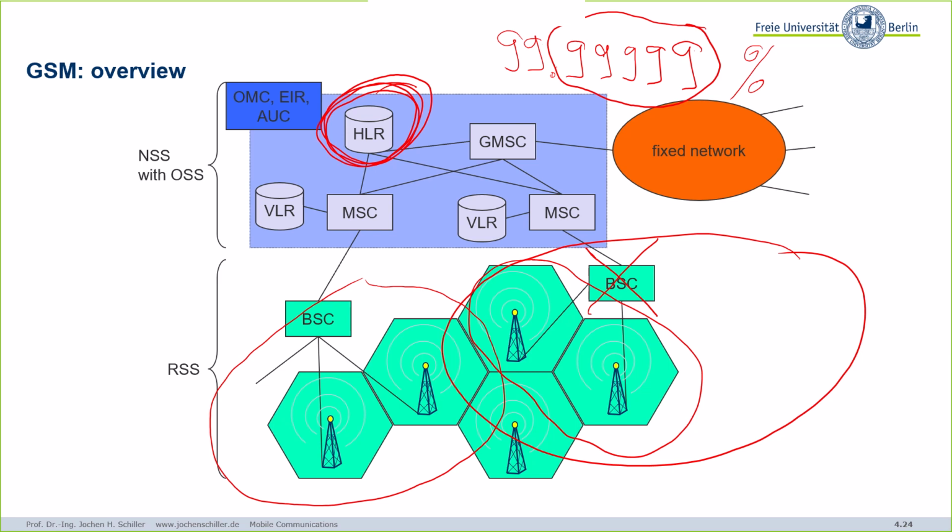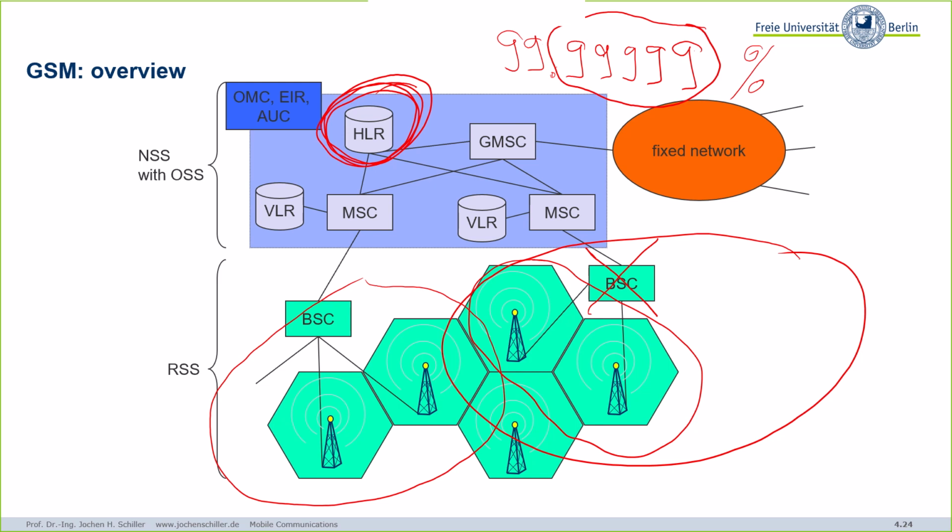So the HLR, but still the HLR, that's a problem. If the VLR fails, then a region is down. But if the HLR fails, we have a problem. So you have to have at least one, but it's better to have several of these HLRs.